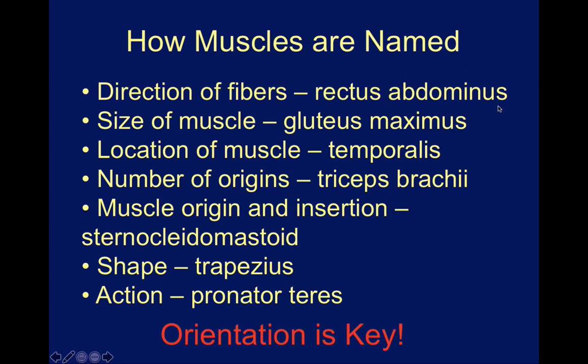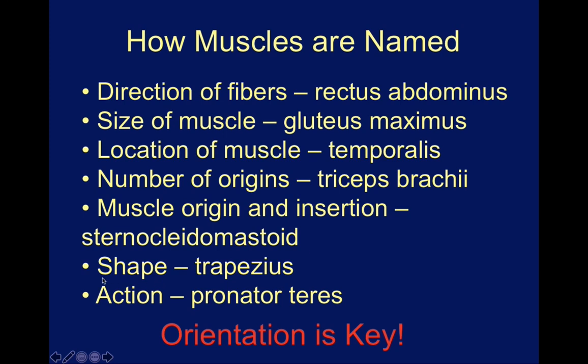So hopefully you're seeing how vital the location of the muscle is, especially with naming. Specifically, the location of the origin and the insertion can be used. One fabulous example of this is the sternocleidomastoid muscle. This muscle originates at the sternum and the clavicle, and will eventually go and insert at the mastoid process.